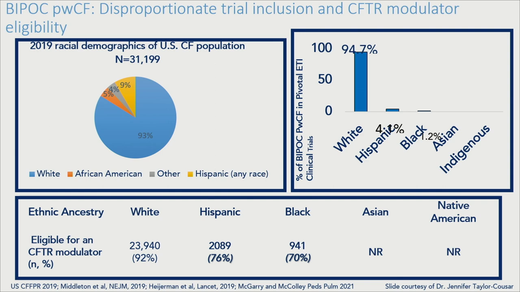So, as we know, the racial distribution of the US CF population is largely white. However, the population that has been involved with clinical trials mirrors that, mostly for modulators. We don't know if that will carry forward with that same ethnic ancestry, given the fact that more patients in the Hispanic, Black, and other ethnic distributions are ineligible for CFTR modulators. Therefore, there will probably be an increased need to recruit towards those patient populations as we go along. And so that should be considered in trial design, especially considering aspects of recruitability and whatnot.